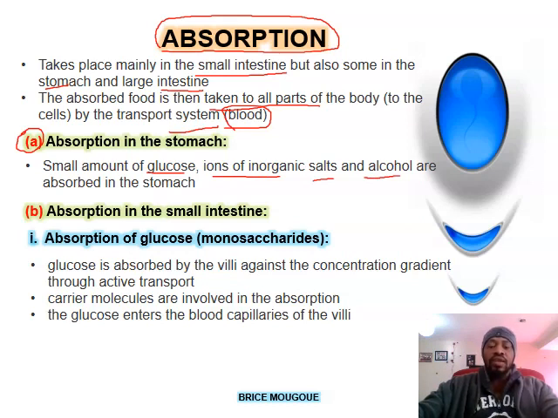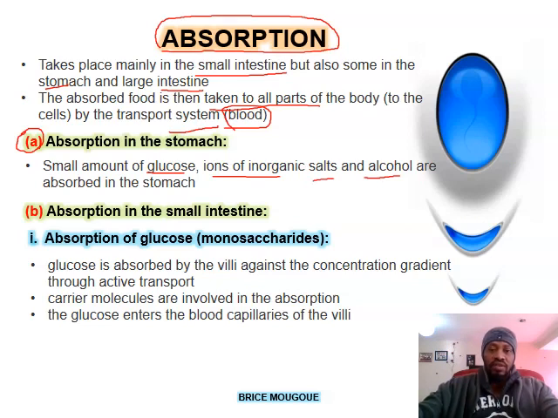And that is why when you drink alcohol, it doesn't take long before you start feeling dizzy or tipsy, because alcohol is absorbed in the stomach very quickly and it already flows all around your body to start making you feel tipsy. Otherwise, if alcohol was absorbed in the small intestine, it would take a little longer before you start getting tipsy from drinking alcohol.